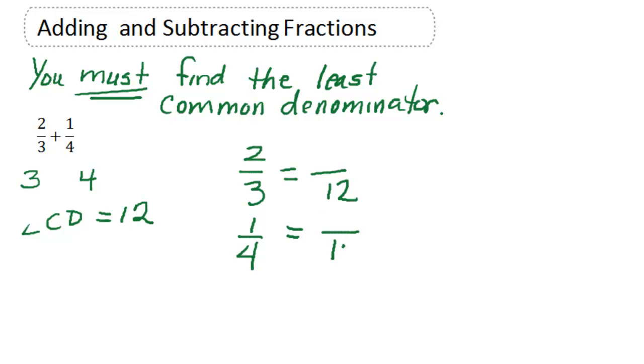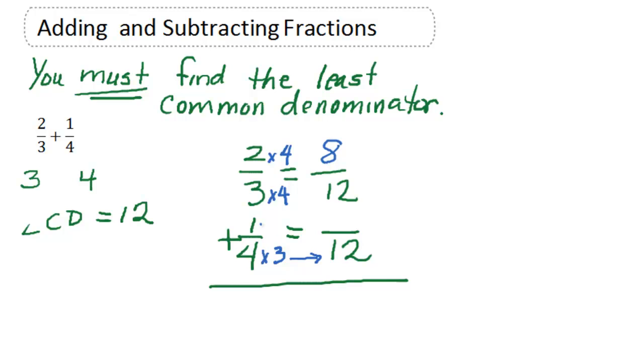And a lot of students find it easier to do that if we rewrite the problem vertically. To change these, you look at 3 and 12 and you say, what did you multiply 3 by to get 12? So we had to multiply 3 by 4 to get 12. So we're going to do the same thing to the 2. So that's going to give me 8. So 2/3 is equal to 8 over 12. Looking at the 1/4, we multiply 4 times 3 to get 12. So we have to do the same thing to the 1.